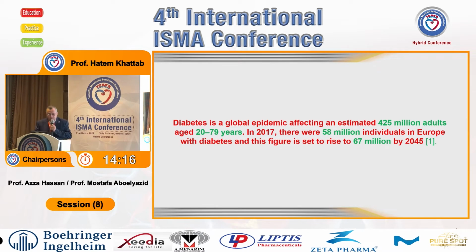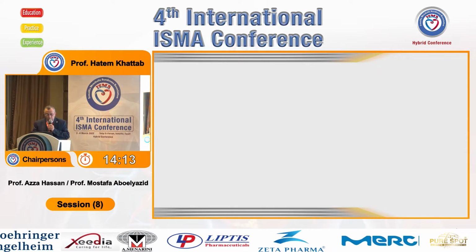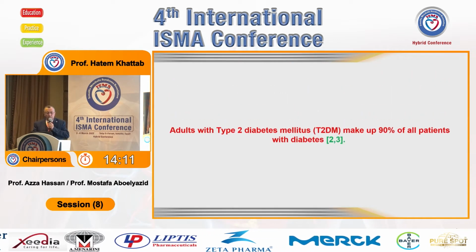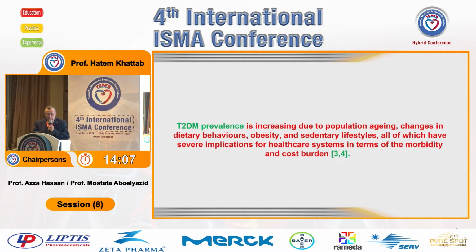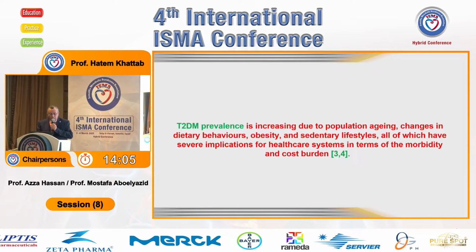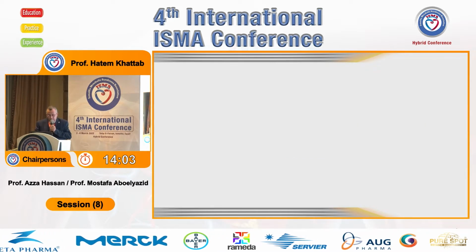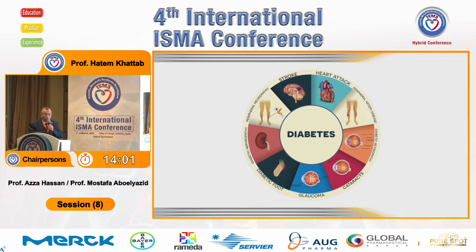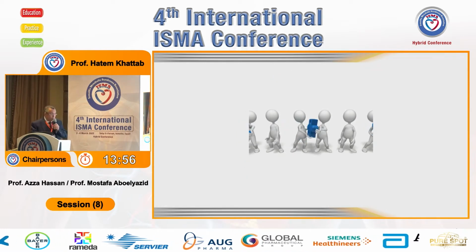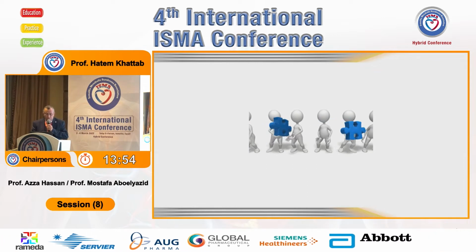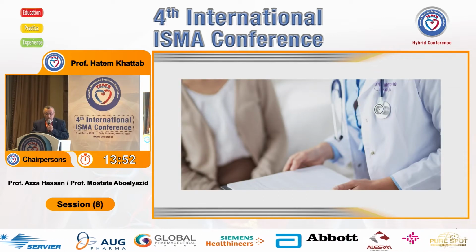Diabetes is a global epidemic affecting millions of people all over the world. Adults with type 2 diabetes make up 90% of all patients with diabetes. Type 2 diabetes mellitus prevalence is increasing. These are the main systemic complications of diabetes. A team approach in managing the diabetic patient is mandatory.